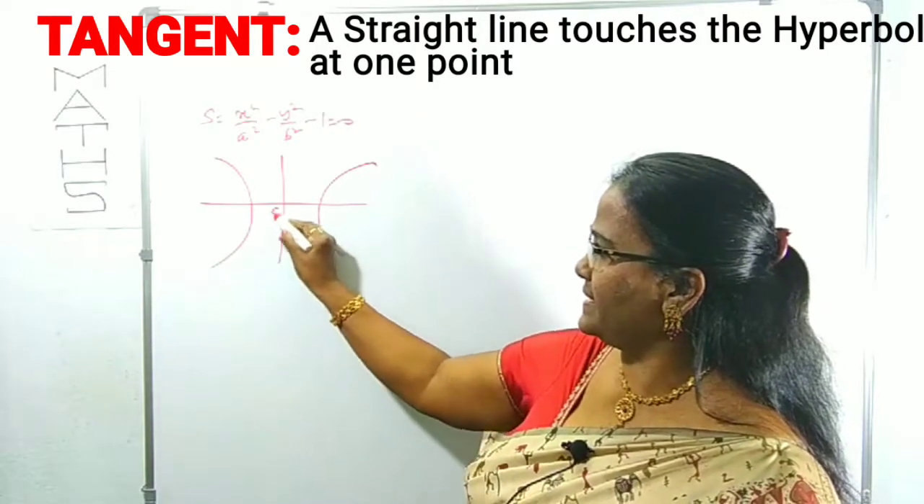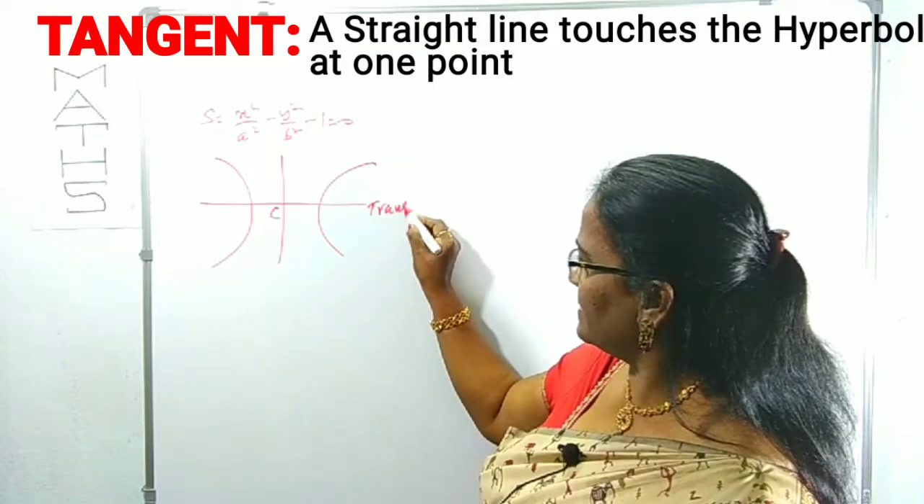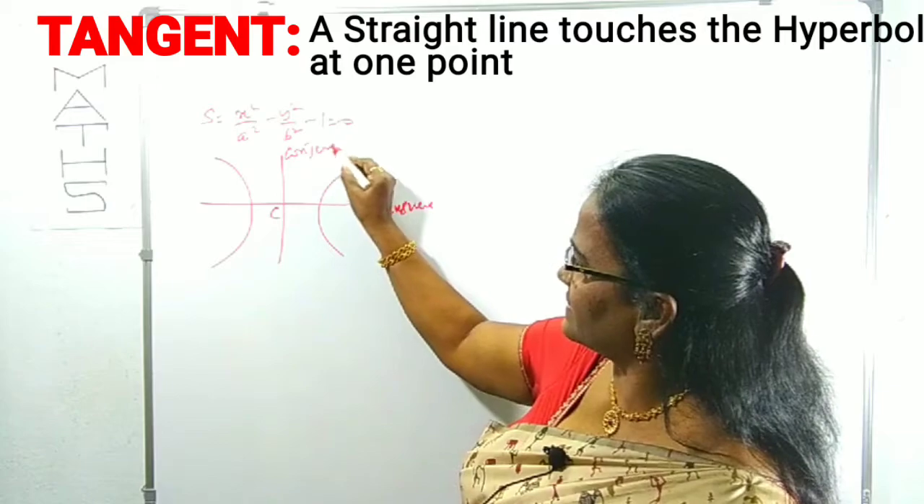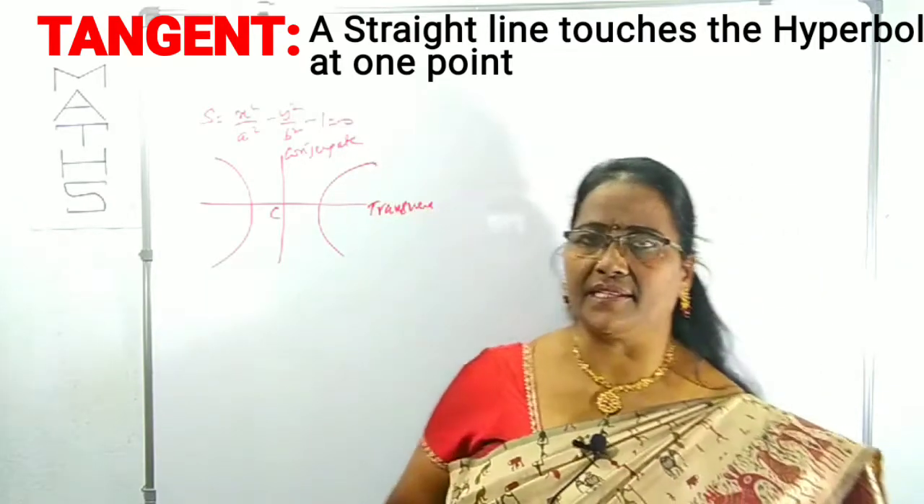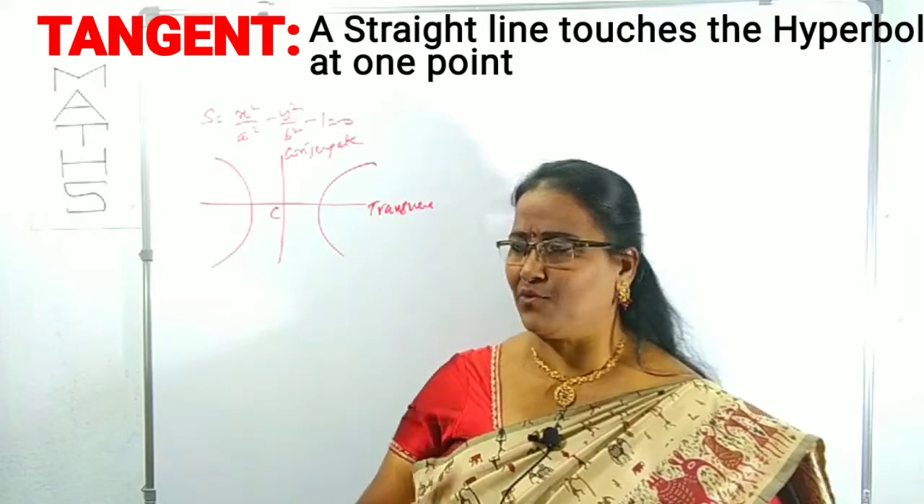Okay, there will be a center. This is called the transverse axis. This is called the conjugate axis. All these points are discussed in those lectures. If you have not yet watched them, please watch them.